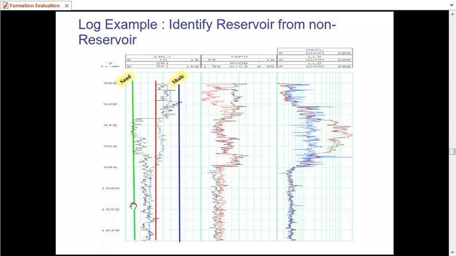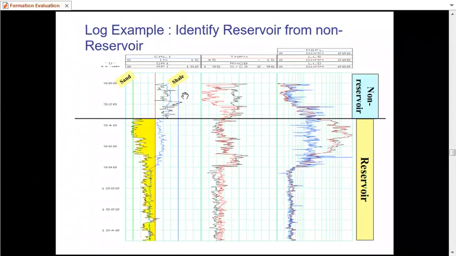So if you see here, you deal with this as a high gamma ray value. This high gamma ray value indicates shale. The shale is non-reservoir. If it does not contain oil or gas, it's a non-reservoir formation.